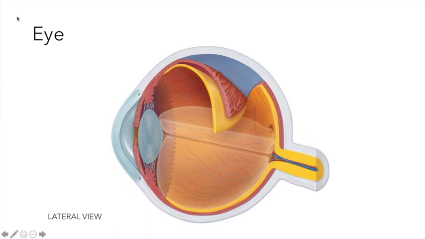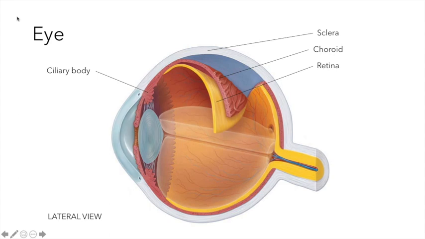Okay, now we're going to look at the anatomy of the eye. So the eyeball is made up of three layers. The sclera is the most superficial layer, and this is a tough protective layer. The choroid is the middle layer that contains a lot of blood vessels, and the retina is the deepest layer that contains the rods and cones that respond to vision.